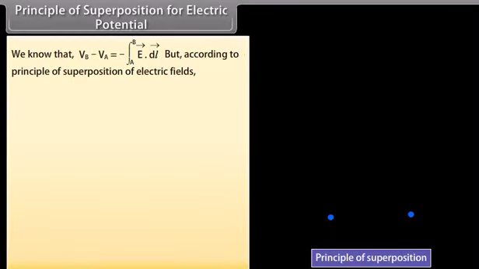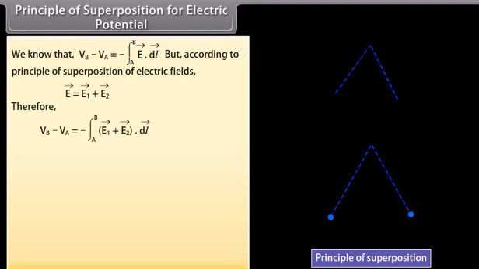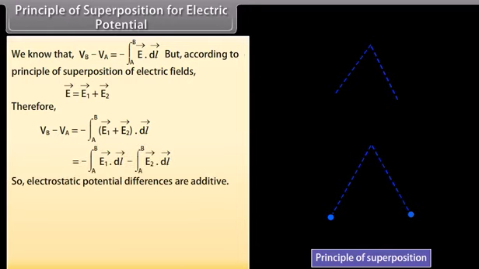But according to principle of superposition of electric fields, E vector is equal to E1 vector plus E2 vector. Therefore, V_B minus V_A is equal to minus integration from A to B of (E1 vector plus E2 vector) dot dl vector. So, electrostatic potential differences are additive.